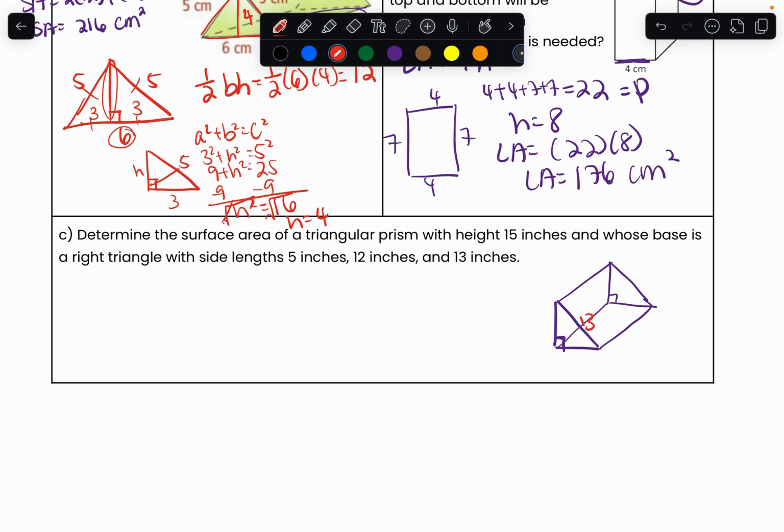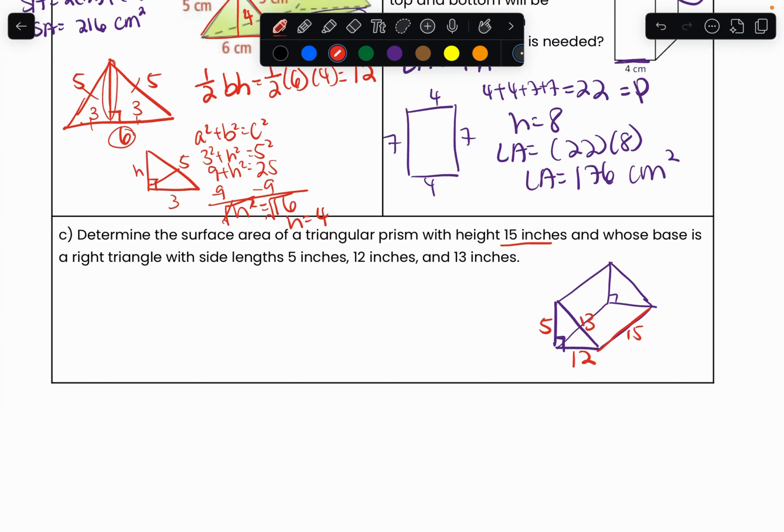Now for the other ones, 5 and 12, it does not matter how you write it, because in the Pythagorean theorem, even if a and b are out of order, it does not matter. So similarly on this one, let me just label any one as 5 and any one as 12. Then it also said my triangular prism has a height of 15. So this one right here will be 15.